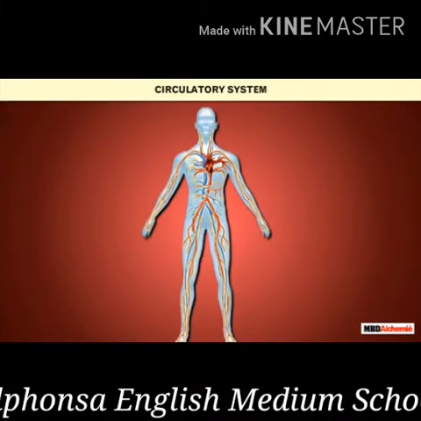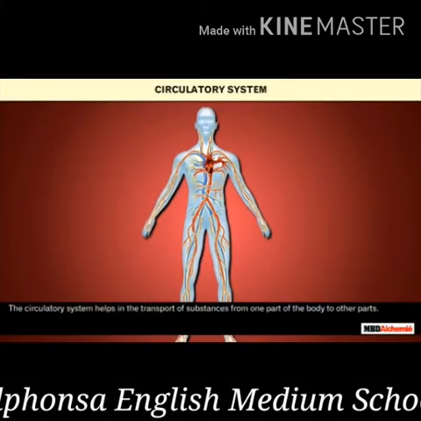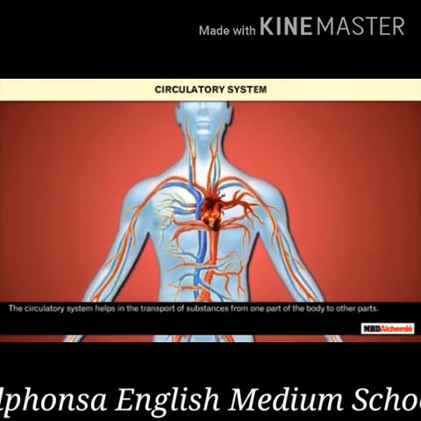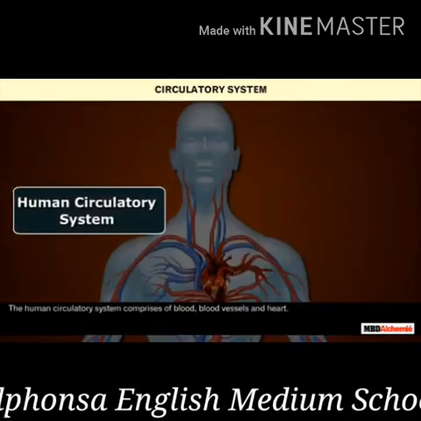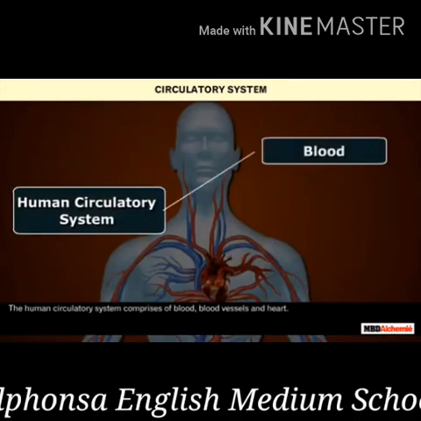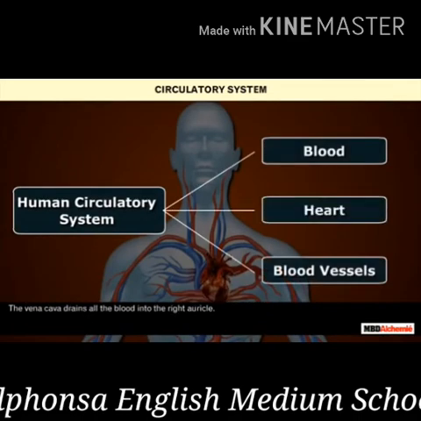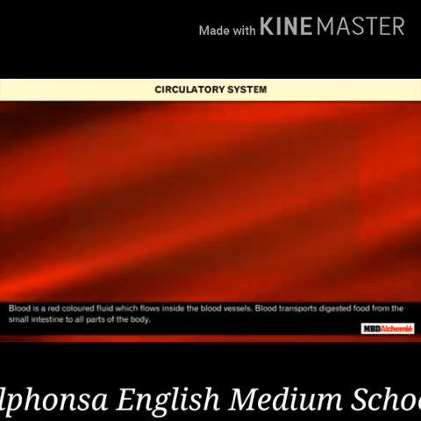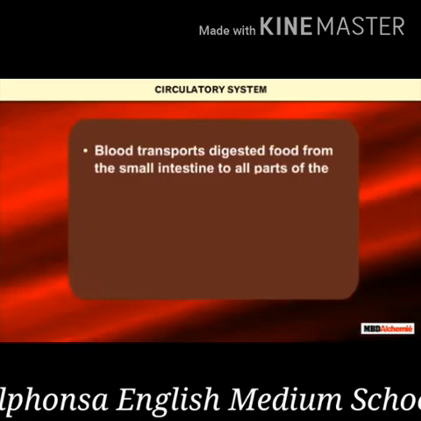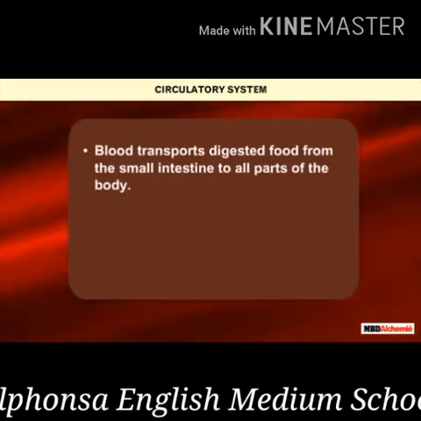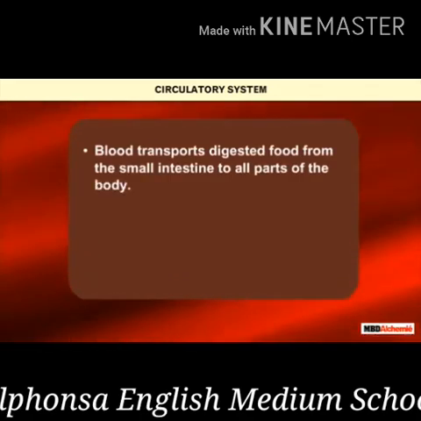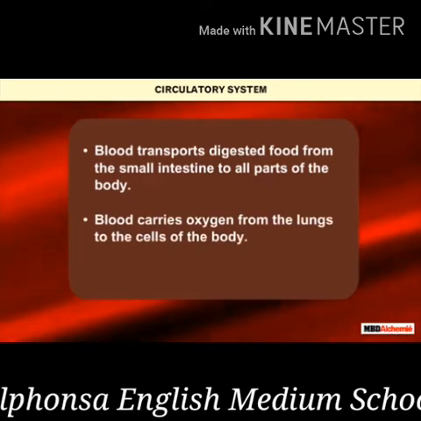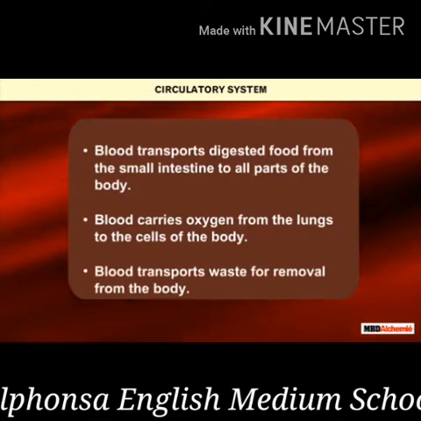Human circulatory system. Human circulatory system helps in the transport of substances from one part of the body to the other parts. Human circulatory system consists of blood, blood vessels and heart. Blood is a red colored fluid which flows inside the blood vessels. It transports digested food from the small intestine to all parts of the body. Blood carries oxygen from the lungs to the cells of the body. Blood transports waste for the removal from the body.